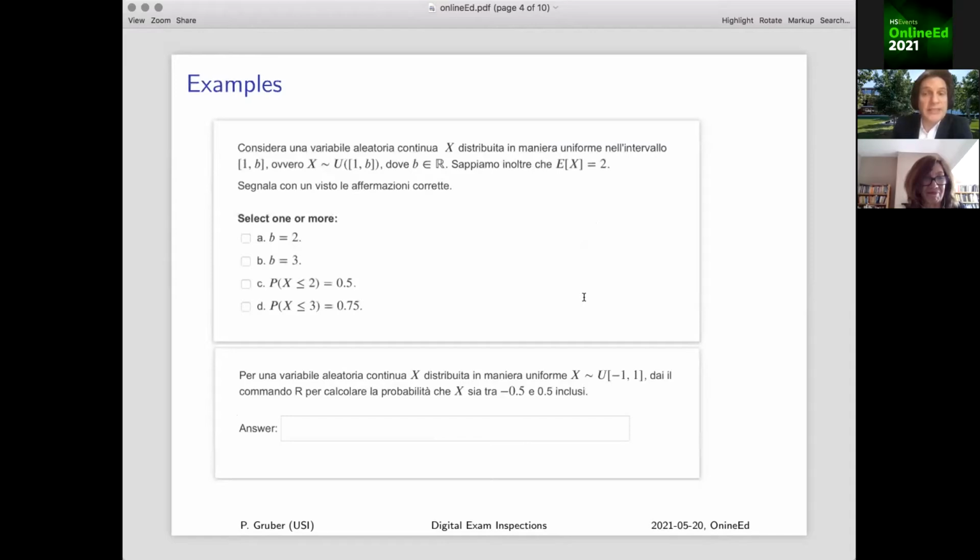So this is how such an exam looks like. It's in Italian, but basically you're asked about the uniform distribution. You have to calculate something, and then here you can give the correct answers, one or more correct answers. Or here, this is an open exam question, pretty much the same. Here you're required to provide the R command again for calculating a probability in the uniform distribution.